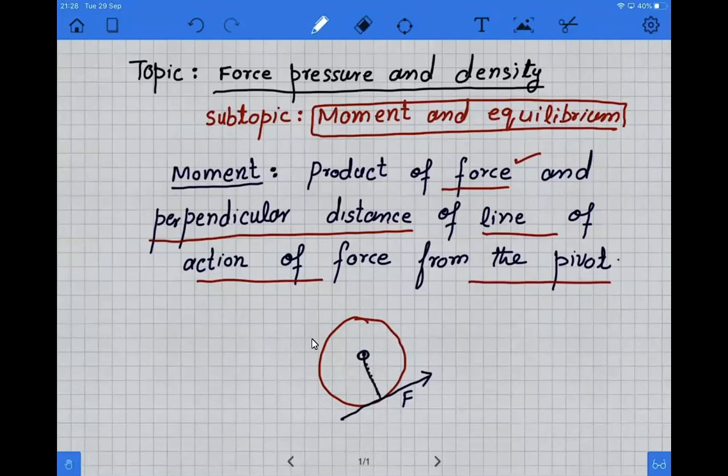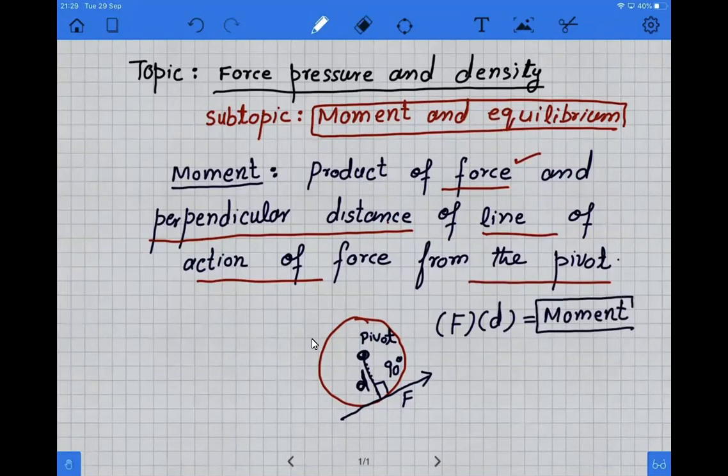At this point, center of rotation is here, and this is the perpendicular distance. This is d. So if we multiply f and d, this will be the moment. So moment is the product of force and the perpendicular distance of line of action of force from the pivot. So this is the story of the moment.